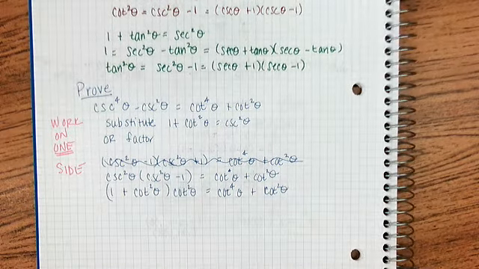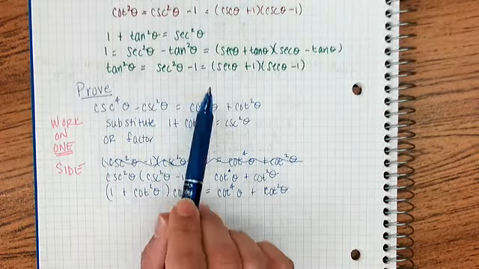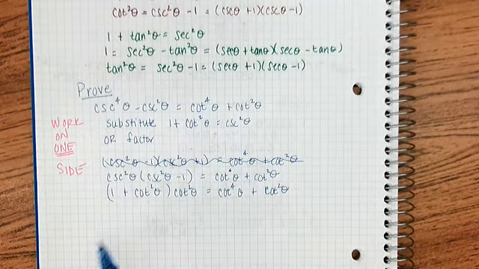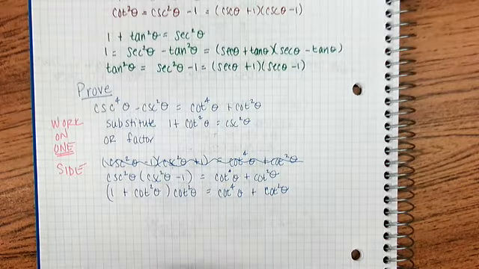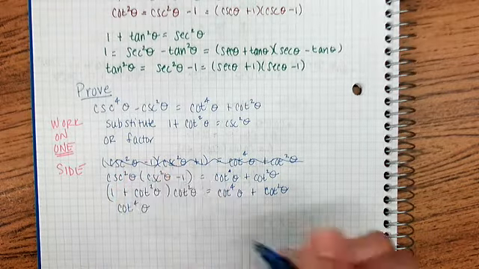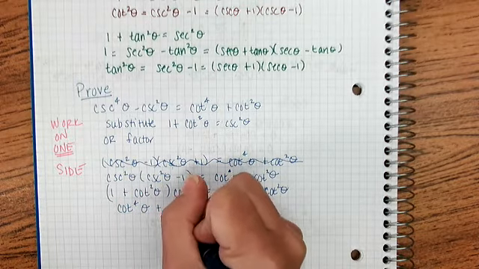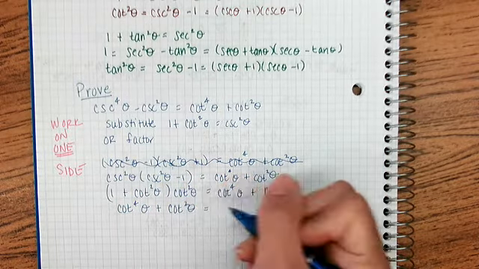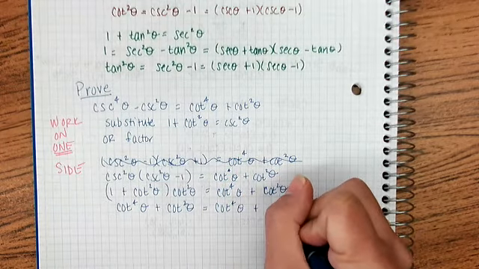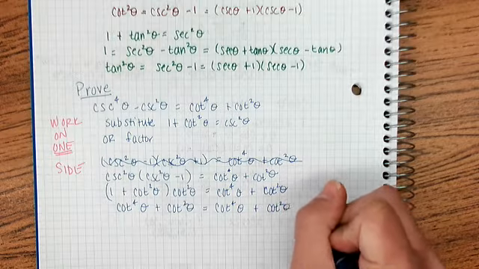This is not acceptable. You are not done. You are not done until the left side matches the right side. This does not match. You need to do the distributing. So when you distribute cotangent squared, you do get cotangent to the fourth theta plus cotangent squared theta, and that equals cotangent to the fourth theta plus cotangent squared theta.